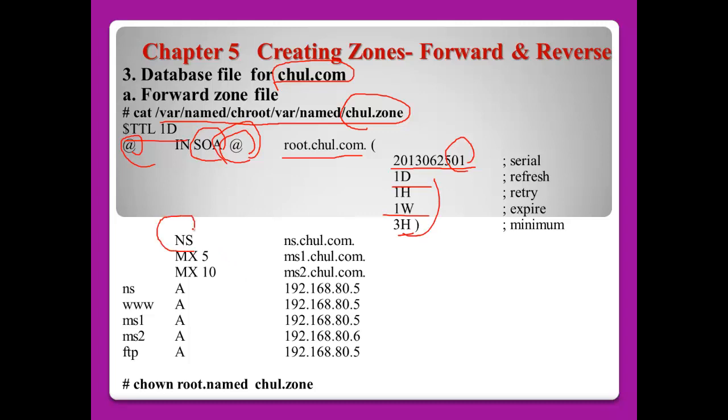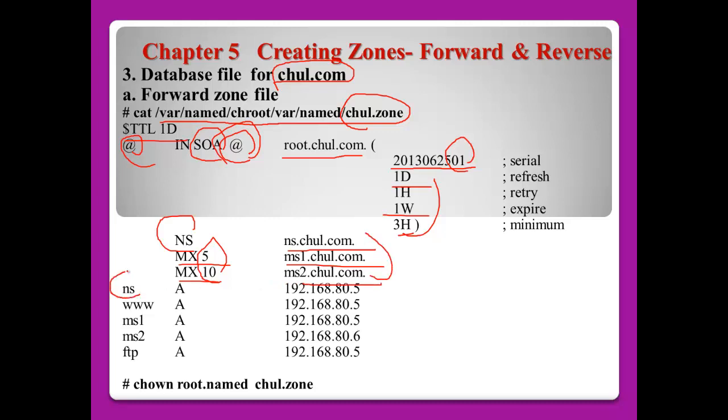And after that, we have to configure the name server. In my case, the name is ns.chol.com. And for the mail server, 5 and 10 are the priority numbers. So the first mail server is ms1.chol.com, and the second is ms2.chol.com like this.